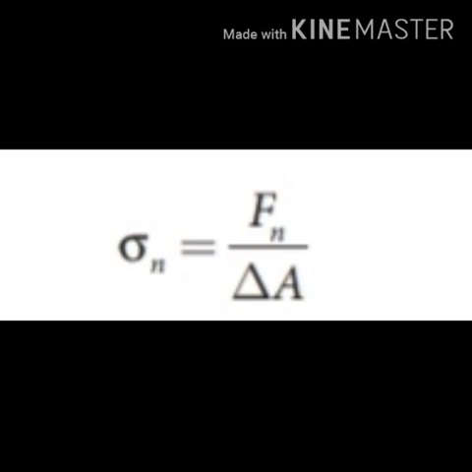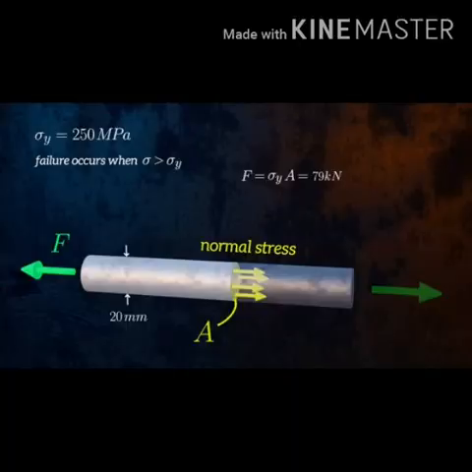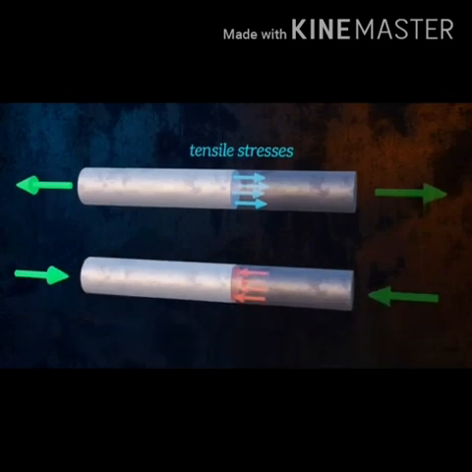Longitudinal stress can be classified into two types, tensile stress and compressive stress. The next one, tensile stress. Internal forces on the two sides of del A may pull each other. It is stretched by equal and opposite forces. The longitudinal stress is then called tensile stress.